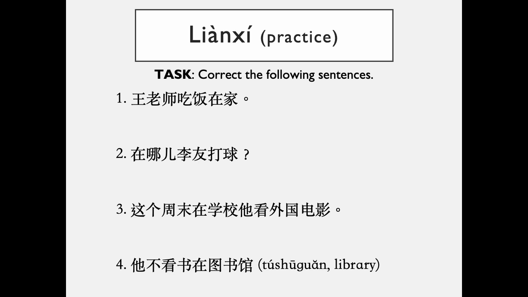Let's look at number 1 together. 王老师吃饭在家. And here we see the 在家 at the end of the sentence, which is what we do in English often. Right? Teacher Wang eats at home. However, in Chinese, we should say 王老师在家吃饭. So here we are moving the prepositional phrase 在家 in front of the verb 吃饭. What about number 2? What's wrong with this sentence? 在哪儿里有打球?